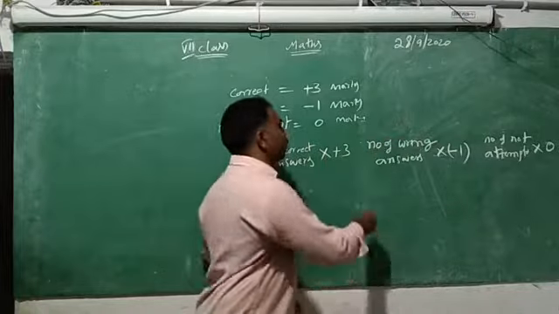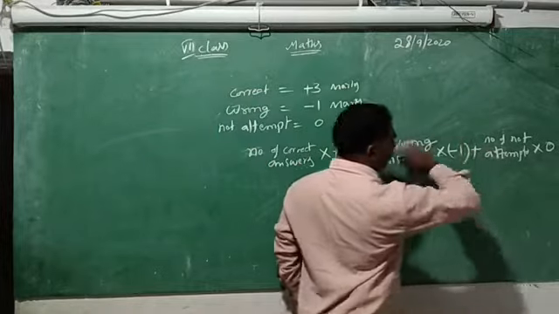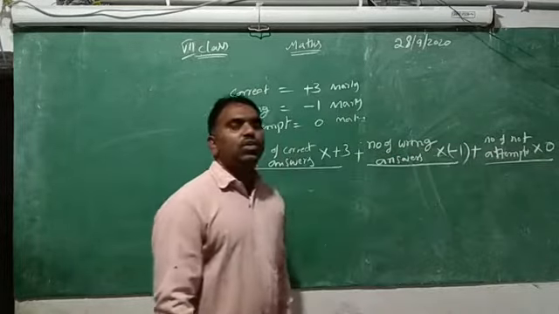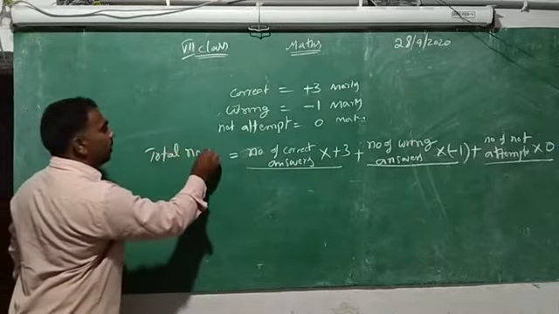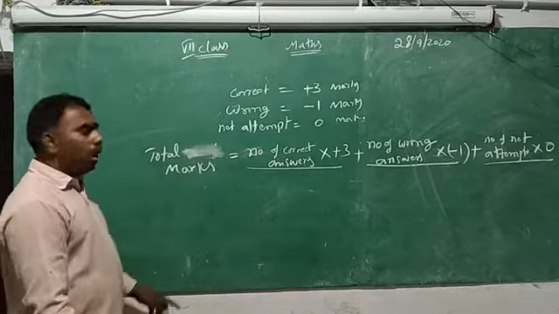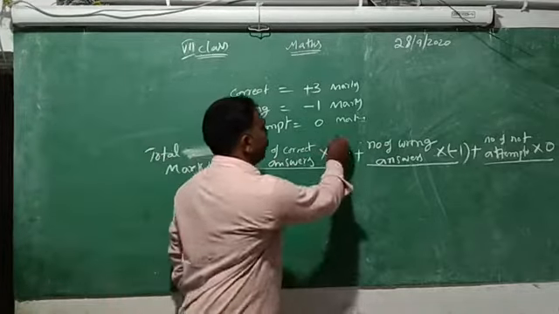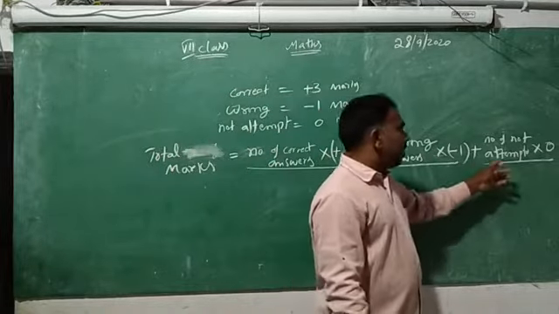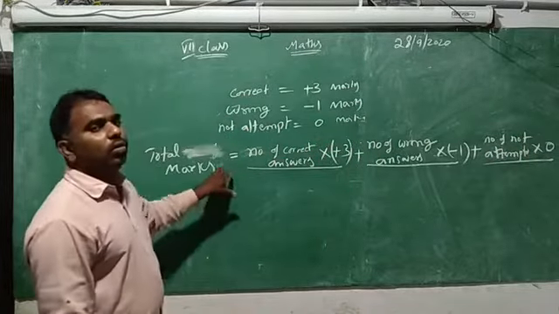These three things we will add. The first one, second one and third one we will simplify. Then you will get the total number of marks. So how do you get the total marks? Number of correct answers into plus 3, plus number of wrong answers into minus 1, plus number of not attempted into 0. This is the way of finding the total number of marks.